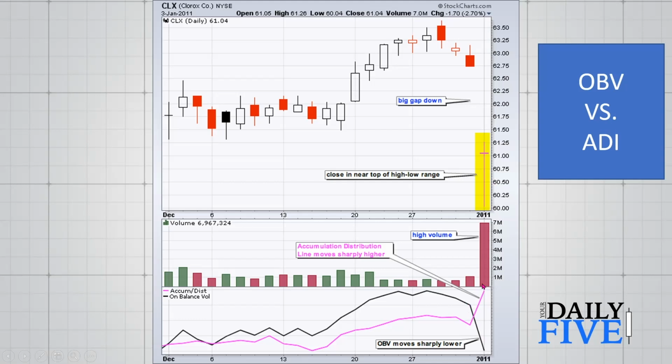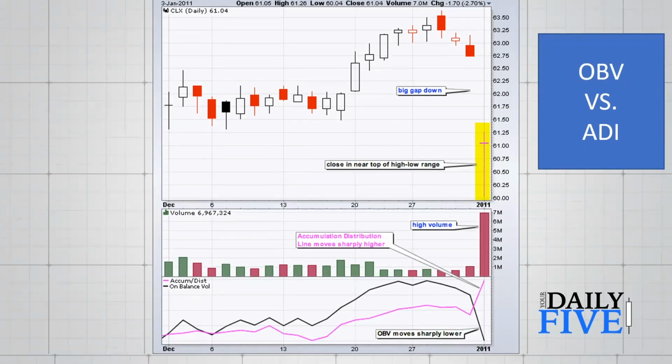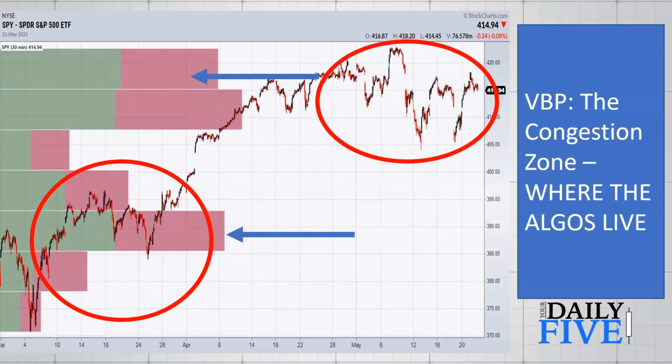So accumulation distribution, here's a hint. One of the reasons that it does that is because it tells us about what the short sellers are doing, okay? And we'll talk about that in a little bit more detail in a second. So let's bring in volume by price.